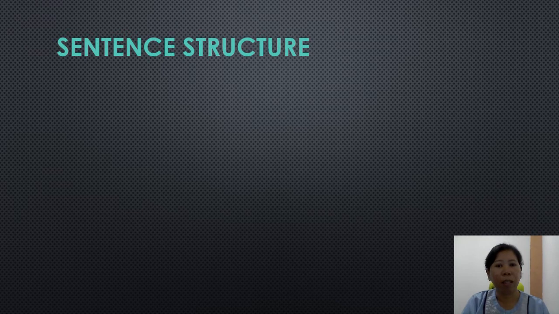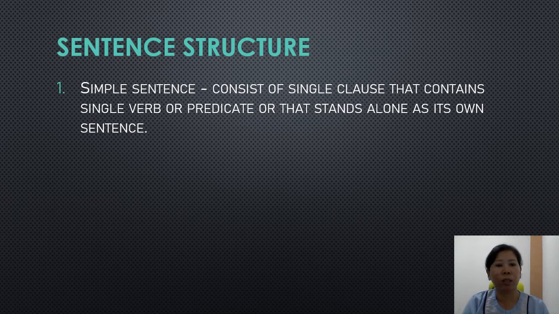Now, let's discuss the sentence structure. We have 3 types of sentence structure. The first one is the simple sentence, which consists of a single clause that contains a single verb or predicate, or that stands alone as its own sentence.